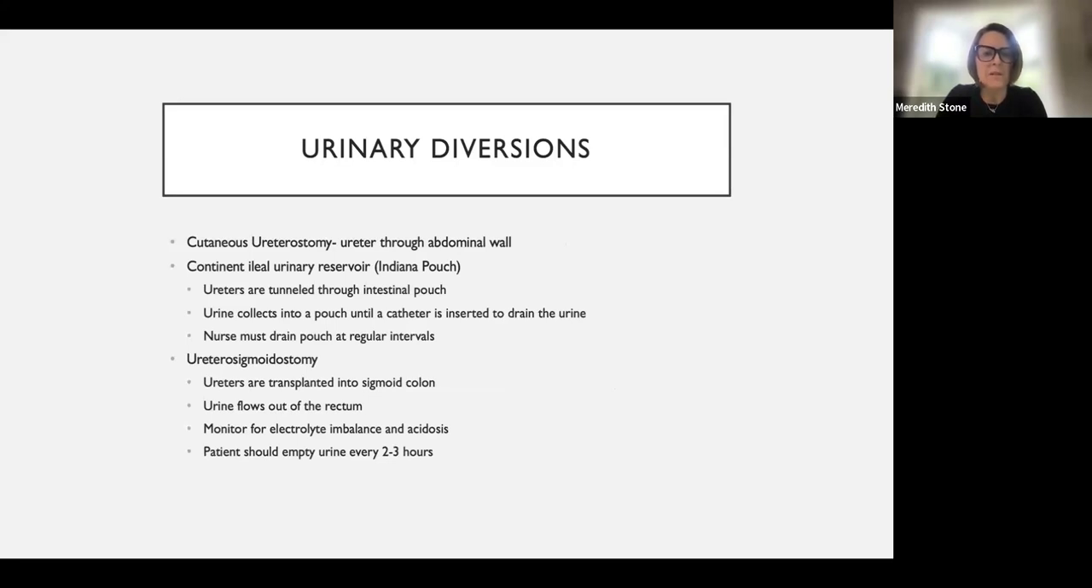So there's different types, right, of urinary diversions. The cutaneous ureterostomy is the one through the abdominal wall with the stoma, and you're going to have a bag just like you've seen before. And then there also is a continent ileal urinary reservoir.